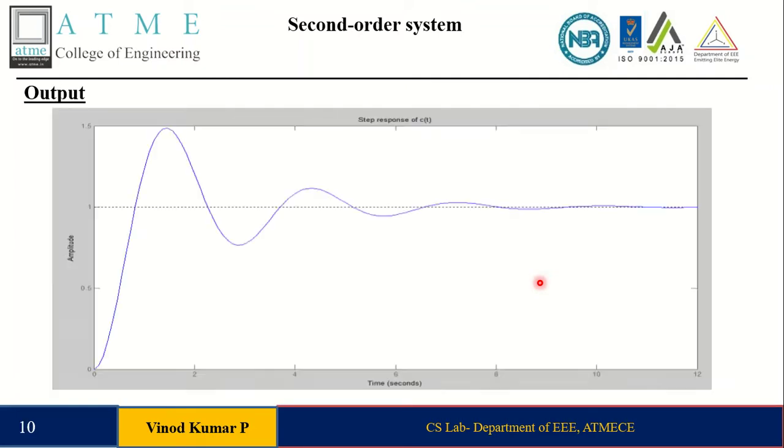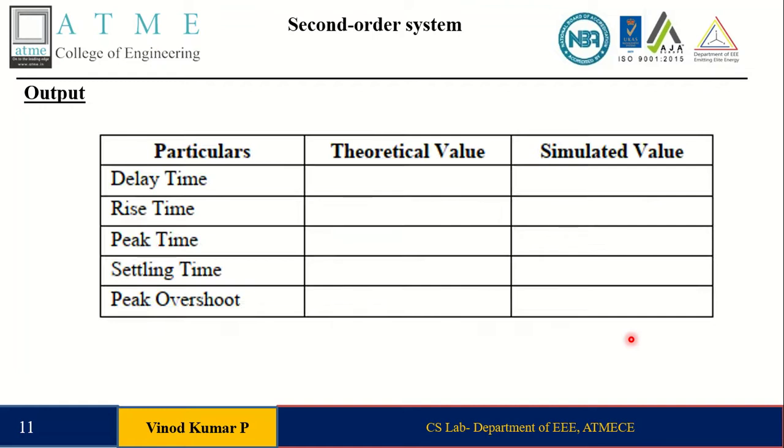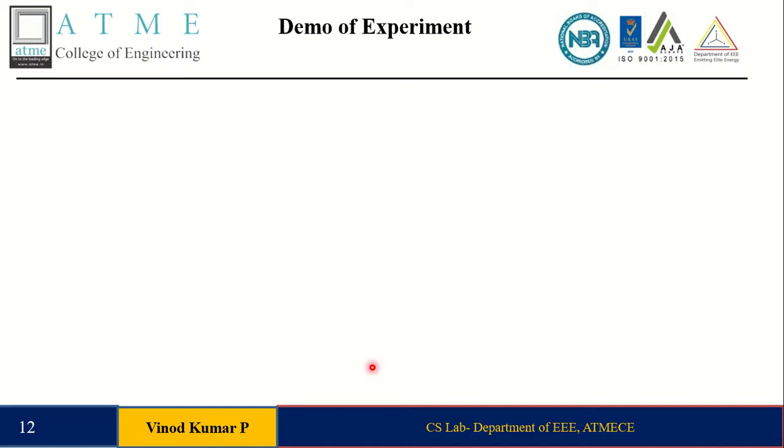So this is the output that you can observe if you write the program code for a second order system, so that we can simulate it now in Matlab. Here you need to calculate the delay time, rise time, peak time, settling time, and peak overshoot, and compare the simulated value with the theoretical value you adopted. So now shall we go for the demo.